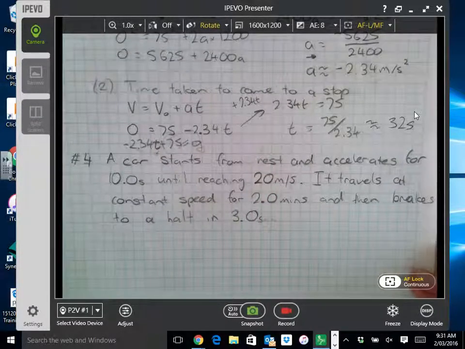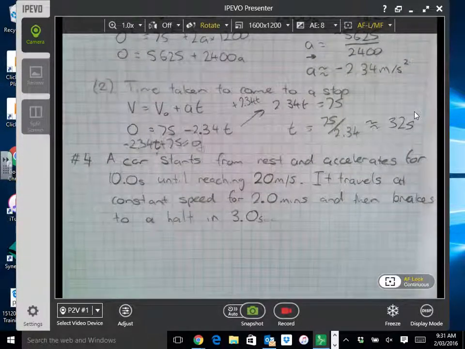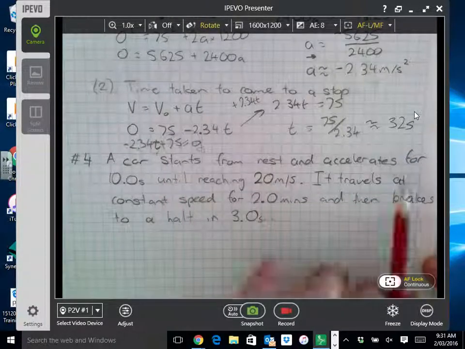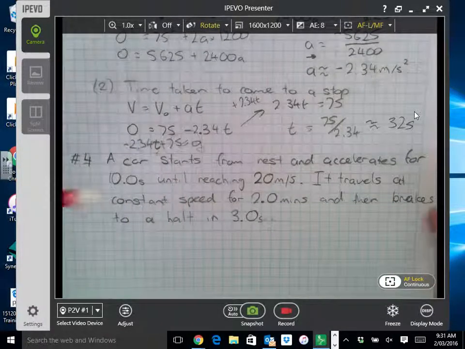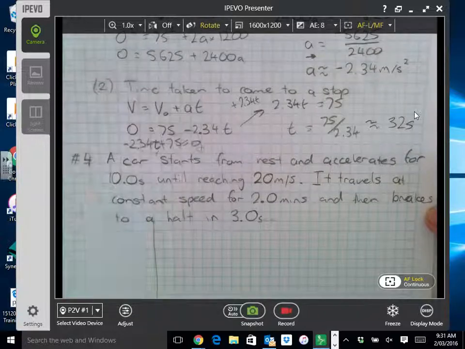You can imagine drawing that as a velocity time graph. You have a relatively steep slope going up, then a straight horizontal line on your velocity time graph, and then a quick motion downwards. Okay. All right, so the car starts from rest and accelerates for 10 seconds. So basically we're going to deal with this in parts.